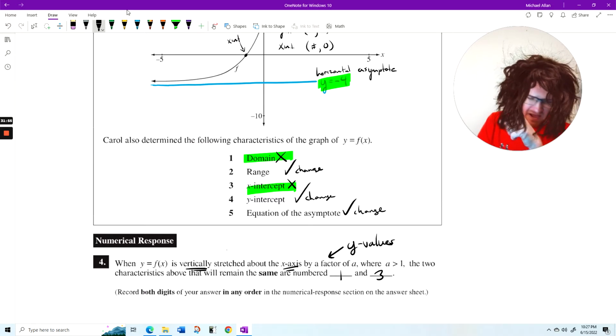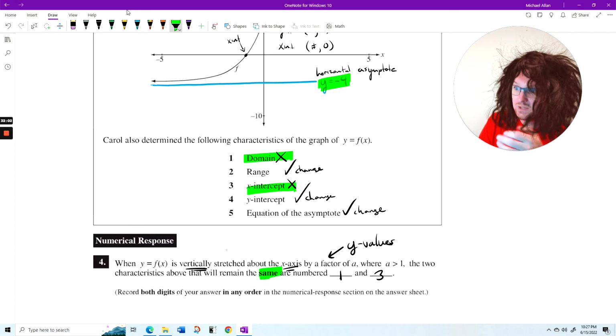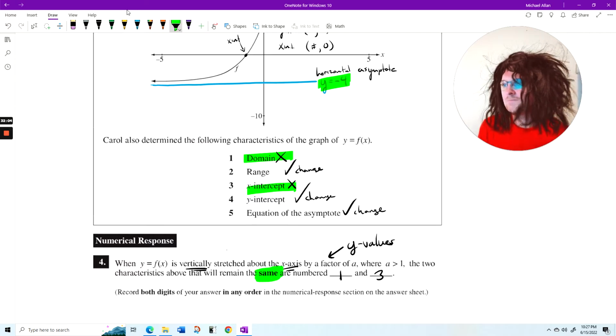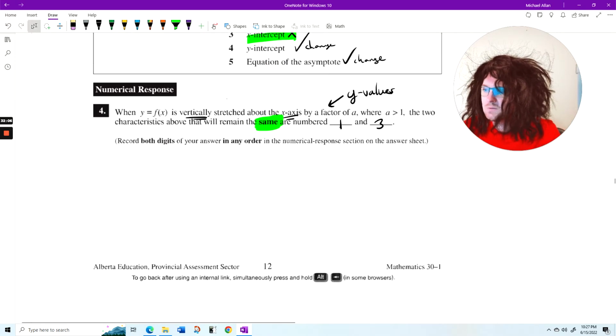I should really read that beforehand. Maybe that's why 50% got it wrong. They're like, oh, which ones remain the same? So same. Okay. So, cool.